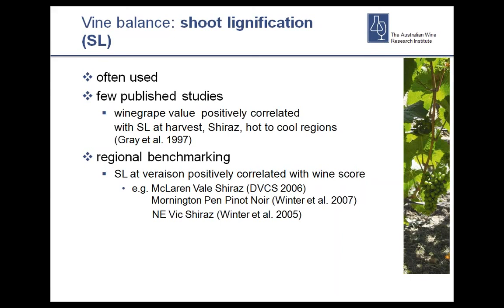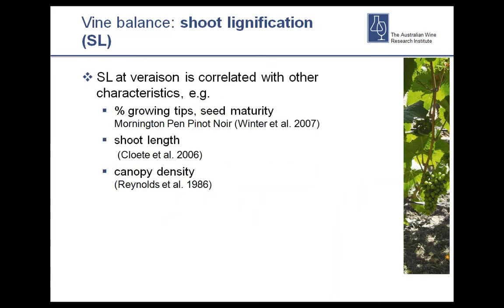It has been used in regional benchmarking studies, and shoot lignification at veraison was positively correlated with wine score for McLaren Vale Shiraz, Mornington Peninsula Pinot Noir, and northeastern Victorian Shiraz. Also, shoot lignification at veraison is correlated with other characteristics, for example, the percent growing shoot tips and seed maturity, shoot length, and canopy density. So overall, it is a very useful attribute to be used as an indication of vine balance.